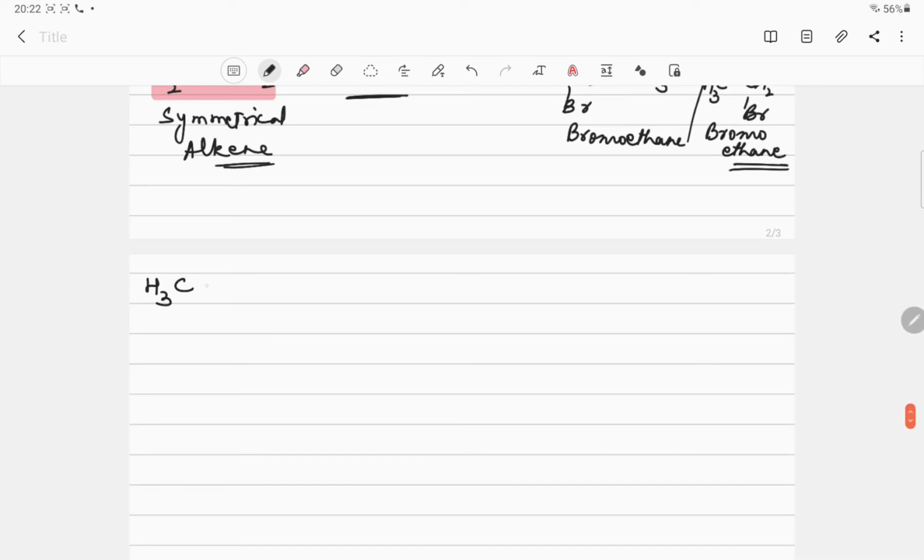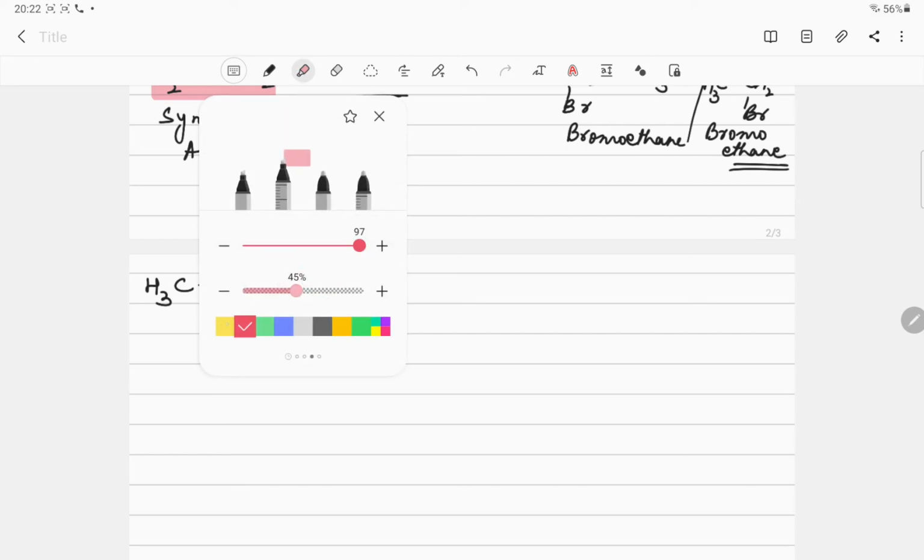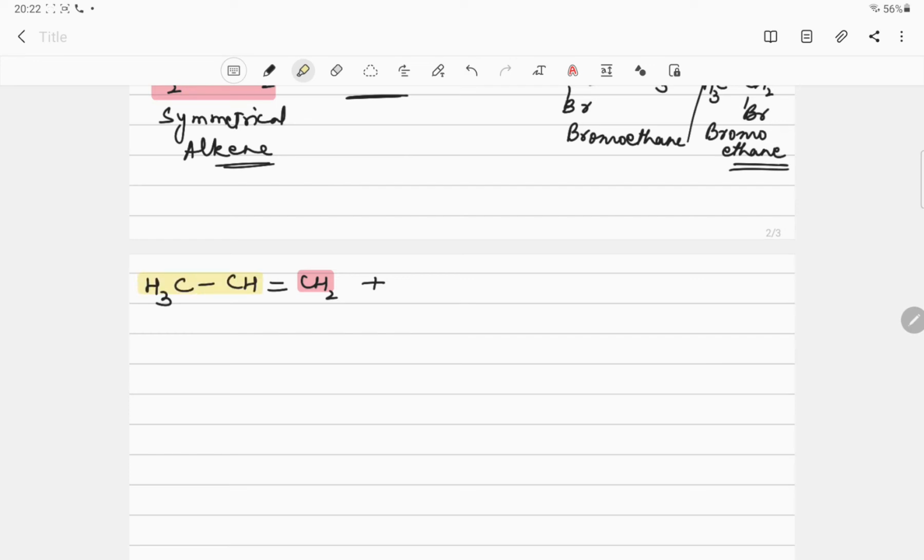Say for example, we have CH3 single bond CH double bond CH2. This is the unsymmetrical alkene. On one side we have the CH2 group, on the other side we have this group. The two groups on both sides of the double bond are not the same, they are different. So this kind of alkene is called an unsymmetrical alkene. If we add an unsymmetrical reagent to it, there are two possibilities to get the product. What are these?